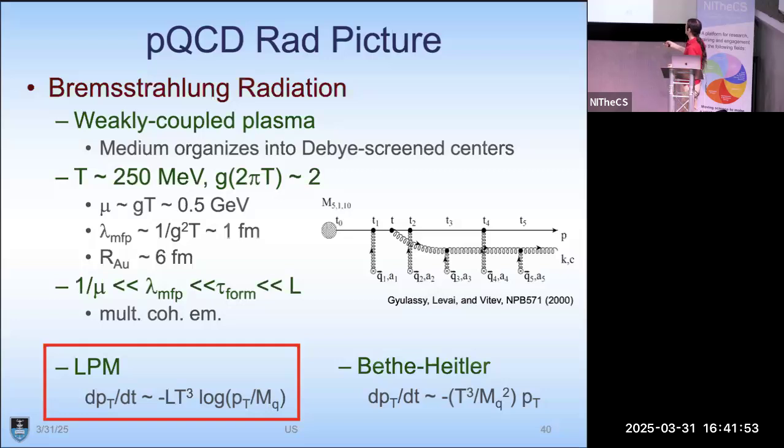And in the Bethe-Heitler limit, the energy loss grows linearly with momentum. And in this deep LPM regime, where there is a suppression of the emission of additional radiative quanta, that linear growth in momentum is softened to a log. And that has very important consequences.